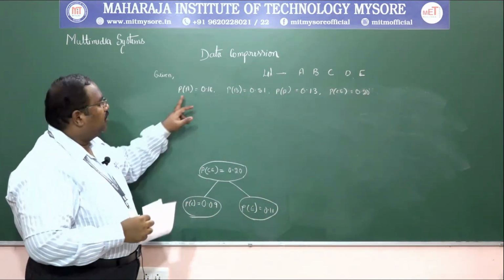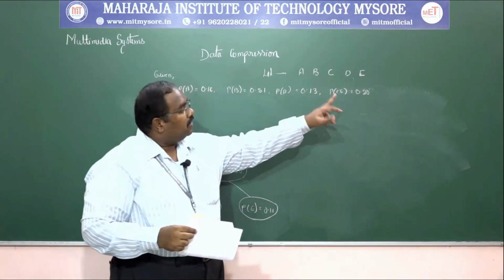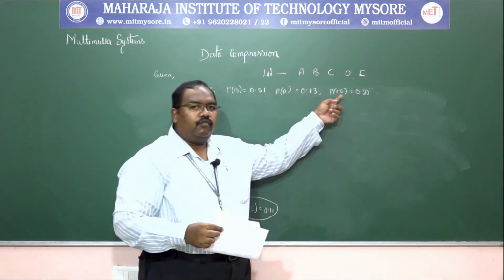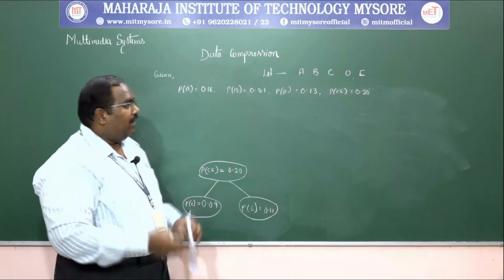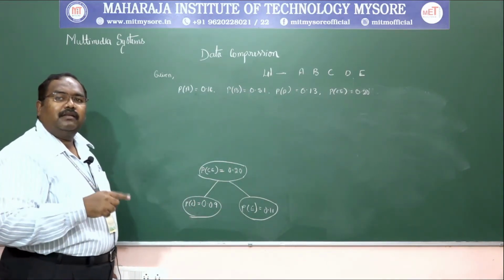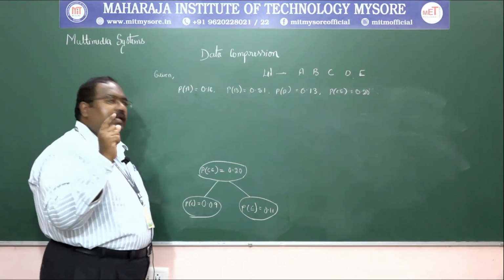See, earlier we had 1, 2, 3, 4, 5 elements. 1, 2, 3, 4. What do we have now? 1, 2, 3 and 4. Means the size of the list is reduced. Now again we need to repeat the step. So what do we do here again? Step 1. Find the two smallest probable elements.